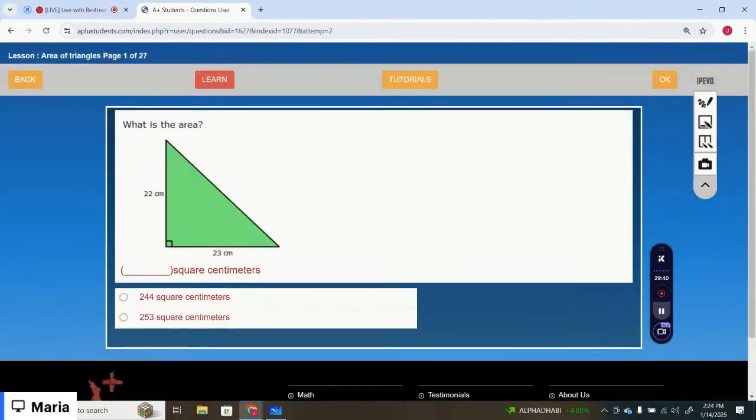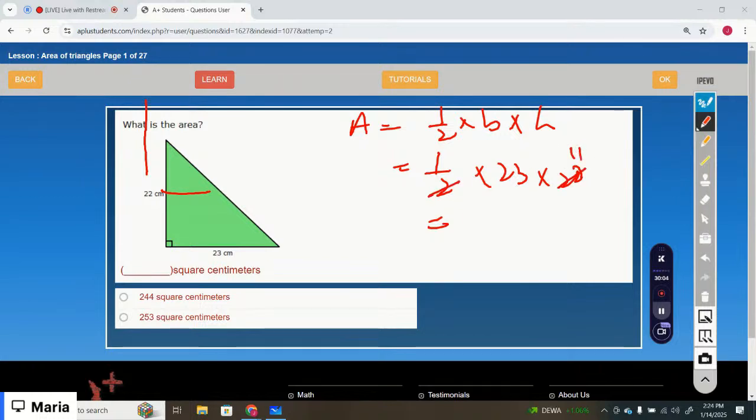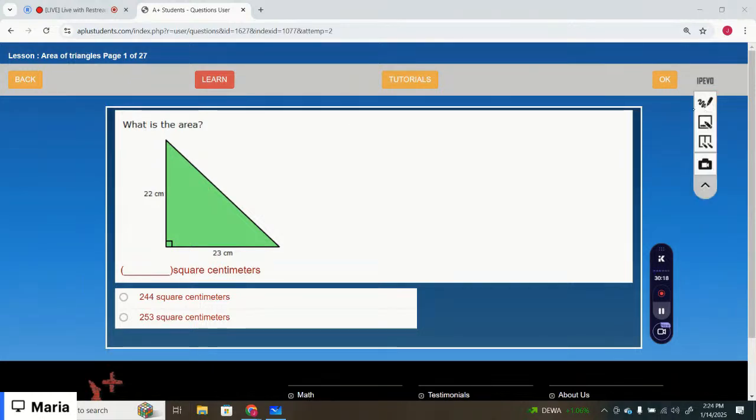Let's just start with the test questions. What is the area? You are given the triangle, you need to calculate the area. So we know that the formula to calculate the area of the triangle is half times base times height. So base is 23, height is 22. So which is the correct calculation, right? 2 times 1 is 2 and 2 times 11 is 22. So 11 times 23 is 253 square centimeters. Option number 2 is the correct option.